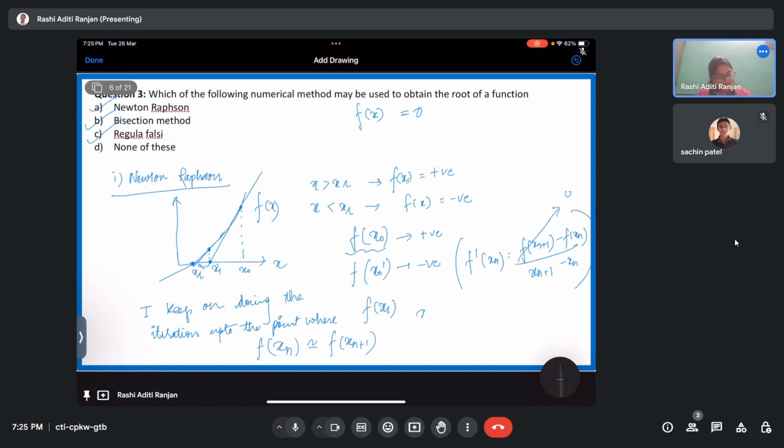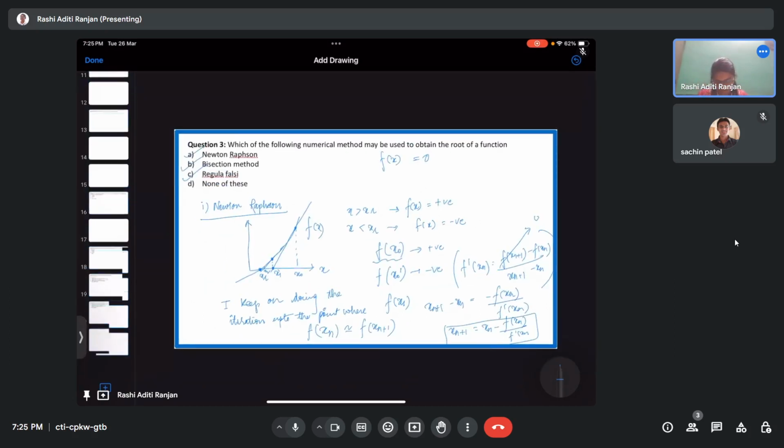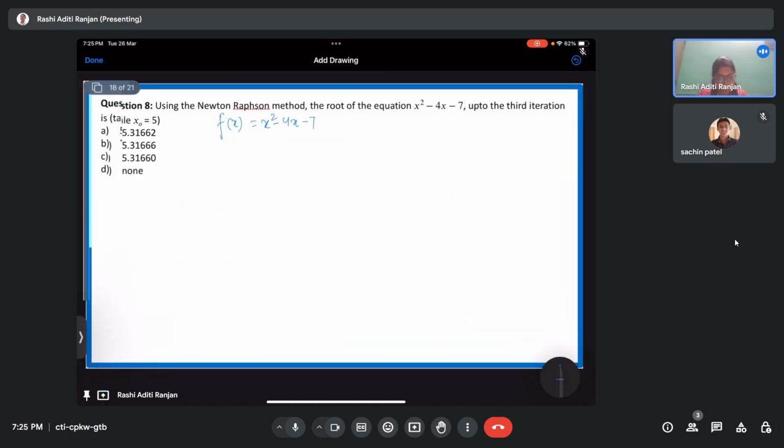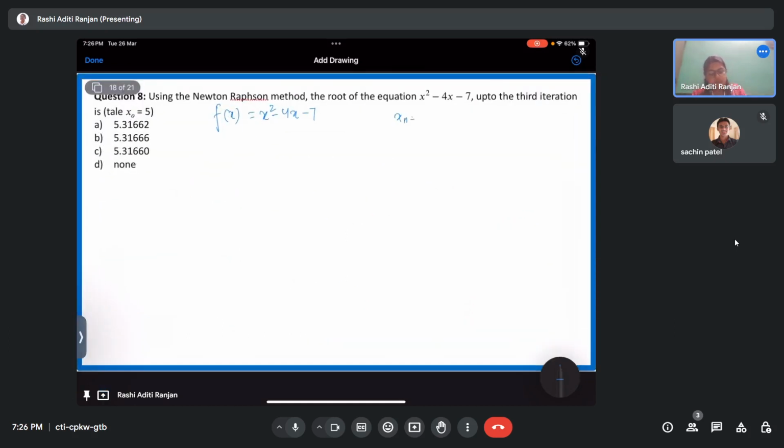Now if I apply this in order to find out the value, I'm going to get that xn plus 1 minus xn is equal to minus f of xn divided by f dash of xn. And from here, I'll get that xn plus 1 is equal to xn minus f of xn divided by f dash of xn. So this equation is what I'll use in order to compute xn plus 1. So coming on to this question, I have the equation xn plus 1 equals xn minus f of xn by f dash of xn.